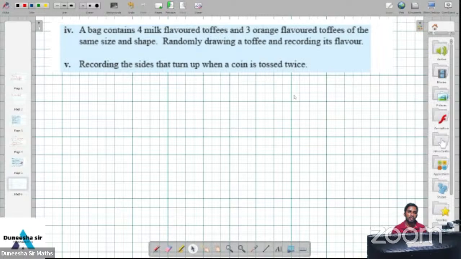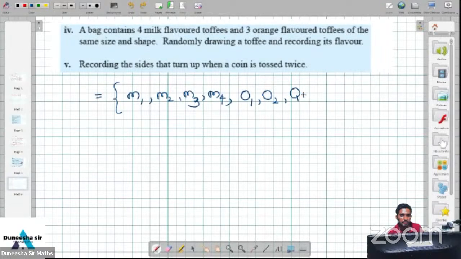Okay. Fourth one, a bag contains 4 milk flavored toffees and 3 orange flavored toffees of the same size and shape. Okay. Randomly drawing a toffee and recording its flavor. How many milk toffees there? 4. We can get M1, M2, M3, M4, likewise. Okay. Orange flavored? O1, O2, O3. Okay. Can you take the outcomes?